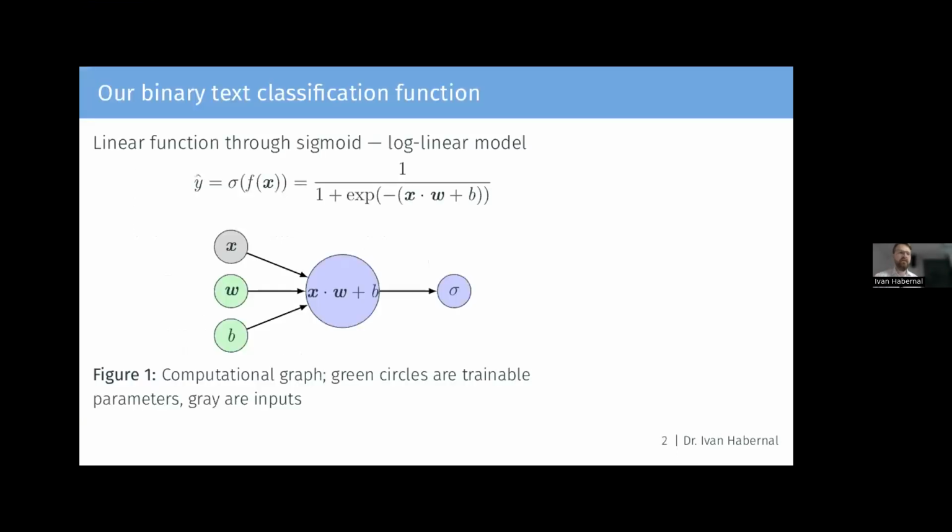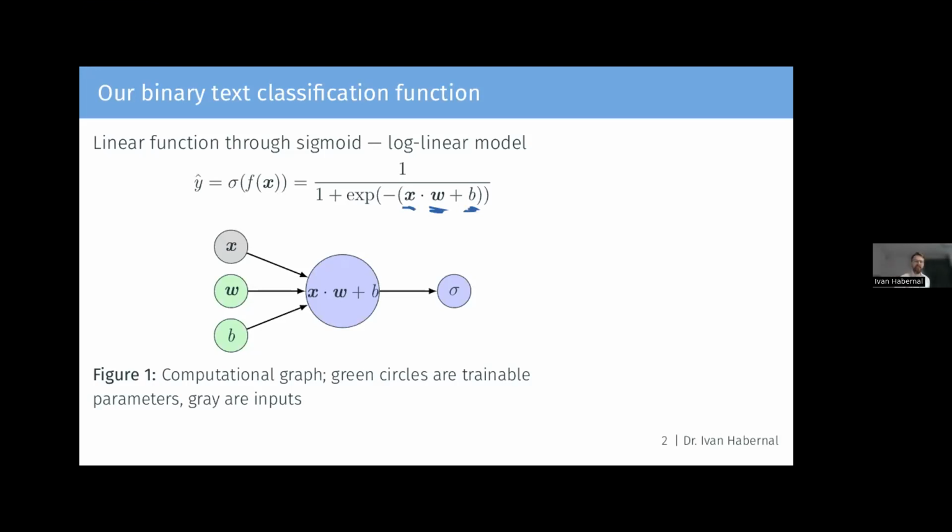So here's the thing again. The x was the vector of these bag of words, and we had this weight vector w and this bias b, and we squeeze it through the sigmoid function and get the final prediction, which is a number between 0 and 1, right?